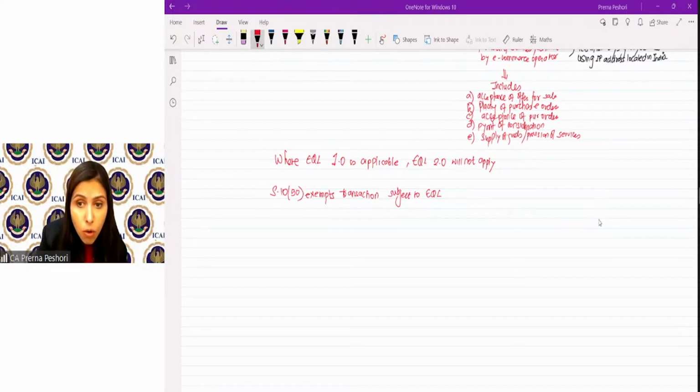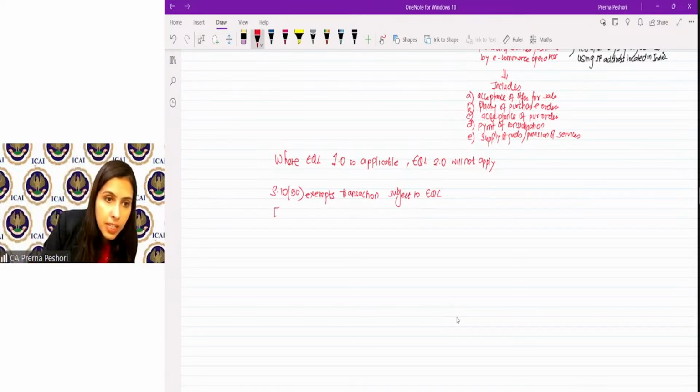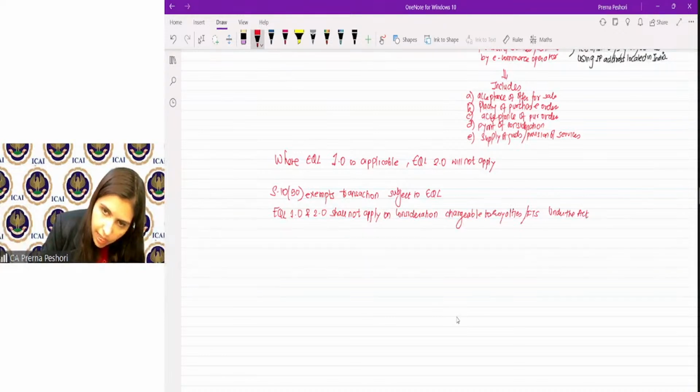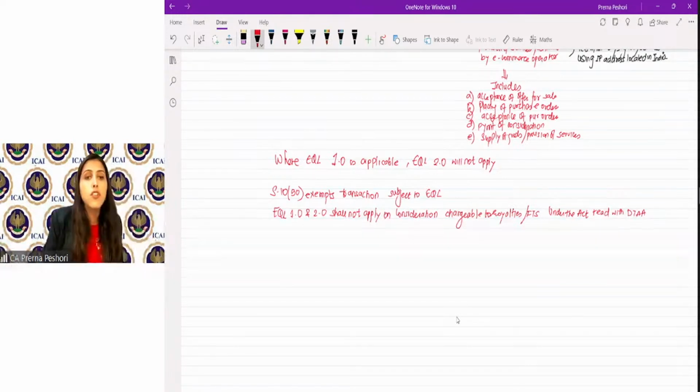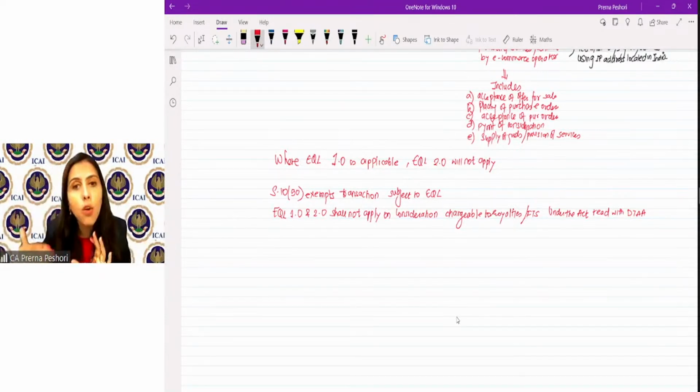The services which are taxable as royalty or FTS under the Act read with the DTAA. So section 10(50) of the Income Tax Act exempts the transaction subject to EQL. But equalization levy 1.0 and 2.0 shall not apply on consideration chargeable to royalties or FTS under the Act read with DTAA. So if a consideration is chargeable as royalties or FTS, then you will not apply equalization levy on that.